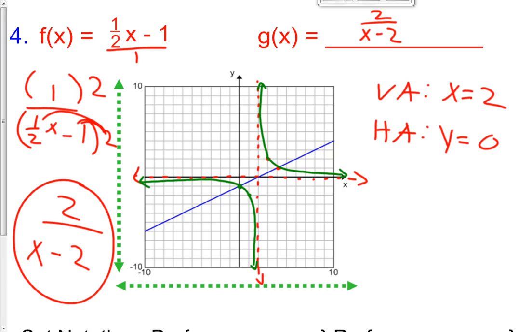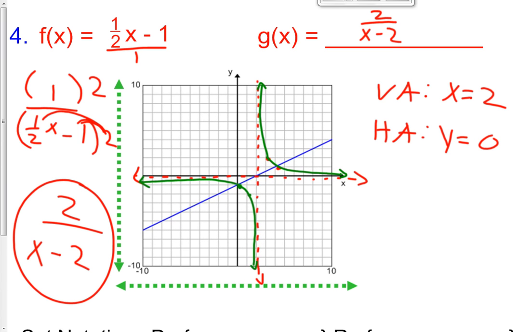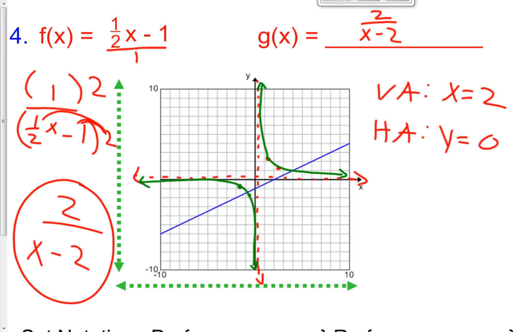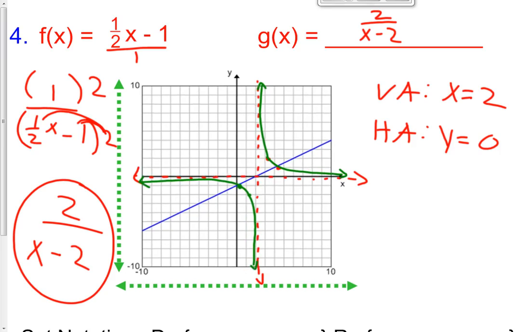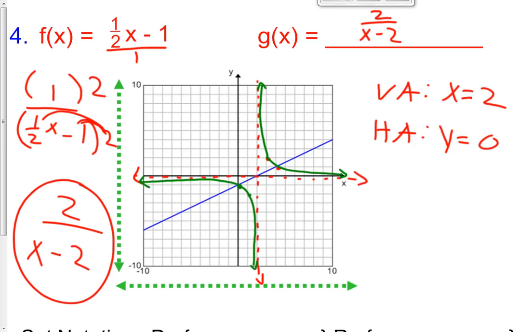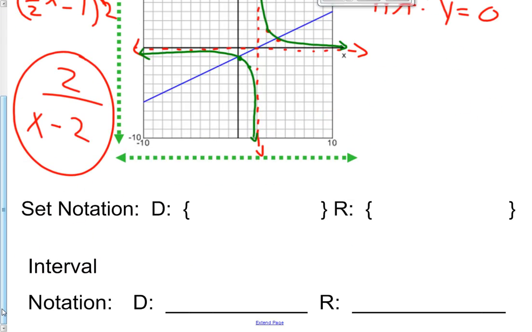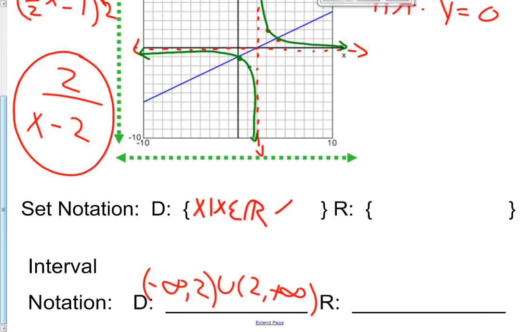And then when we talk about the domain and range for problem number 4, it starts at negative infinity. I think my orientation is off a little bit. It starts at negative infinity. Here we go. And then it goes as far right as the asymptote, which is the line x equals 2. And then it picks up again at 2, union 2 to positive infinity. So we're going to have x such that x belongs to all of the real numbers, except x cannot equal 2.